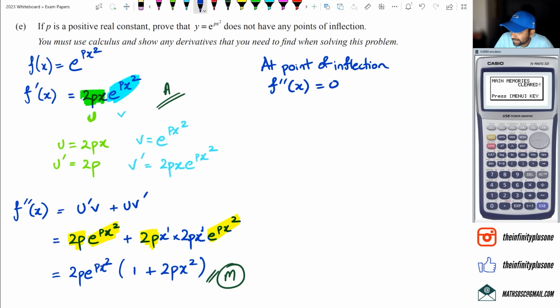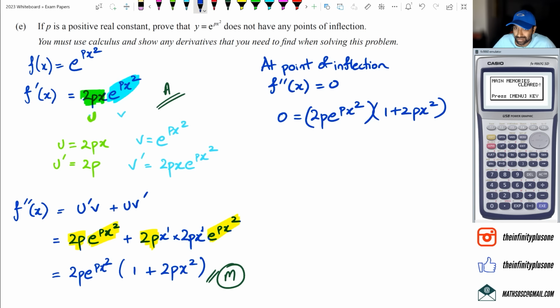So if that's the case, then we can say 0 is equal to 2pe^(px²) multiplied by (1 plus 2px²). Now treat it like two brackets, and this is very reminiscent of level 1 algebra when you had two brackets equal to 0. One of the brackets has to equal 0.